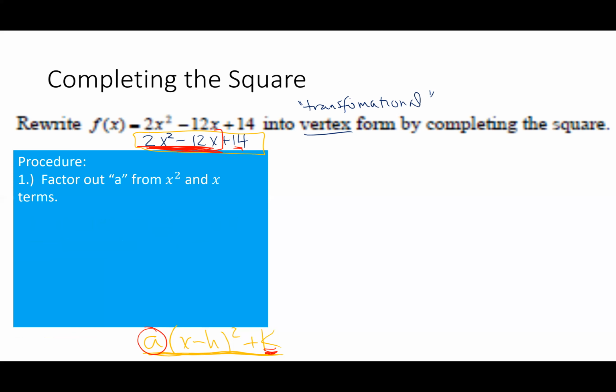So I'm only going to look at these two, and I'm only going to factor a constant out. If you notice, there's no x attached. So I see 2 and 12. I'm going to go ahead and factor out 2. Ultimately, what I want is the x by itself. So I need to make sure that I'm going to have my x squared alone.